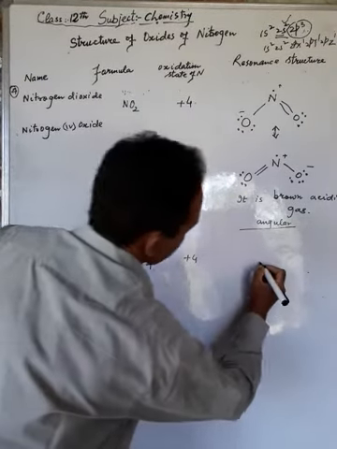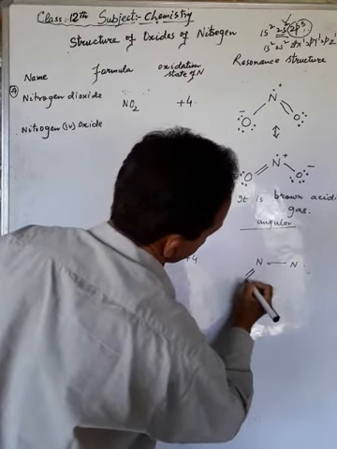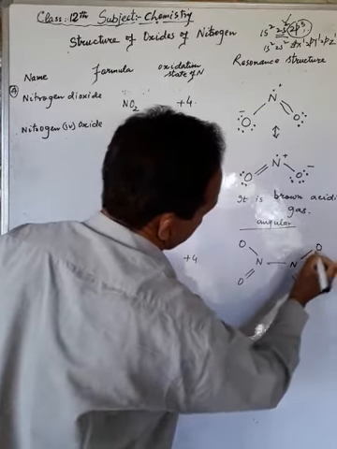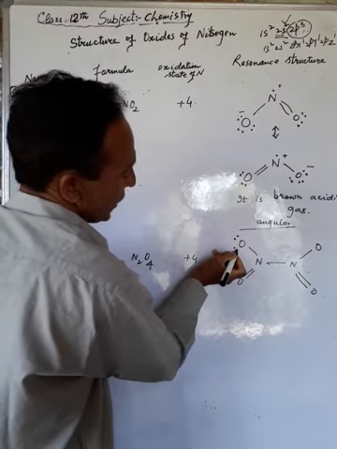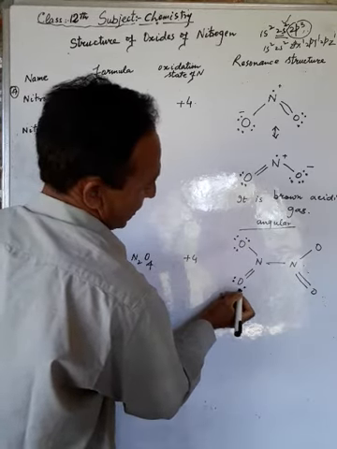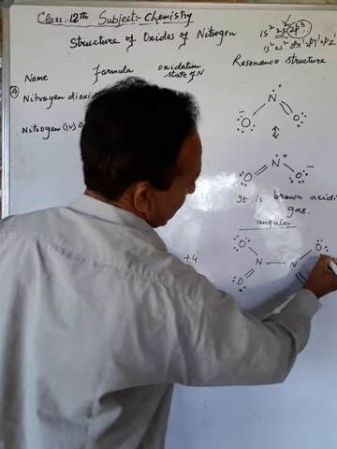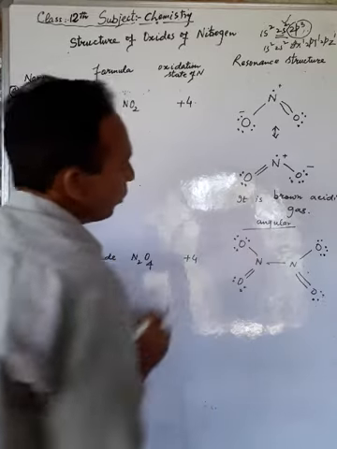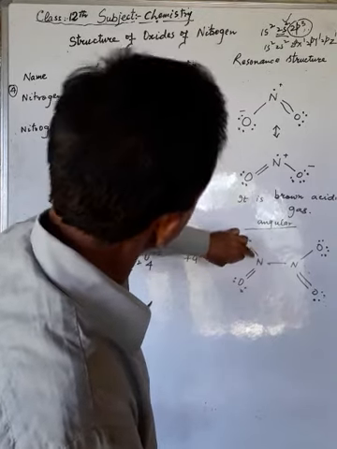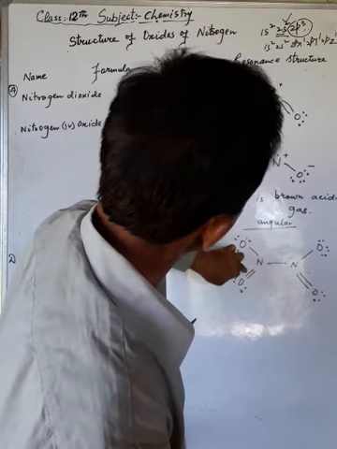Now its structure is like this: N double bond O, double bond O, single bond O, single bond O. 2, 6, 2, 4, 6, 8, 2, 4, 2, 4, 2, 4, 6, 8. Now how, ये जो नाइट्रोजन है, it makes 3 single bonds. With 3 single bonds it forms 3 covalent bonds.